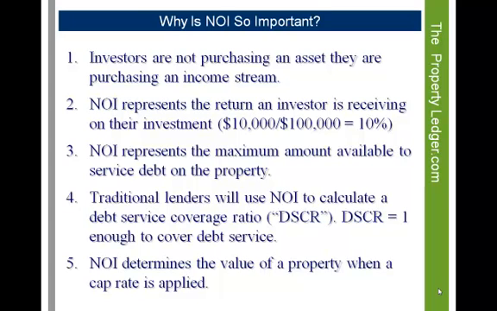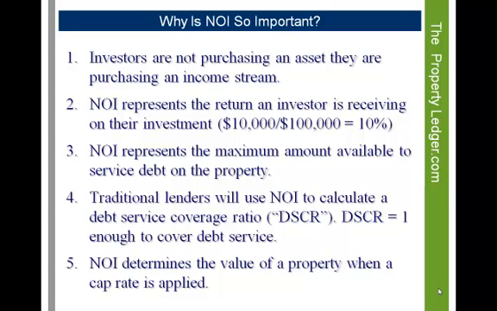Second of all, NOI represents the return an investor is receiving on their investment. For instance, if we purchase a $100,000 single-family home and it generates an NOI of $10,000 per year, well, our cash-on-cash return is 10%. For us to determine a lot of different financial metrics as it relates to real estate investing, we have to know what the NOI is. And we're going to be getting into many more of these in different videos as we go forward.